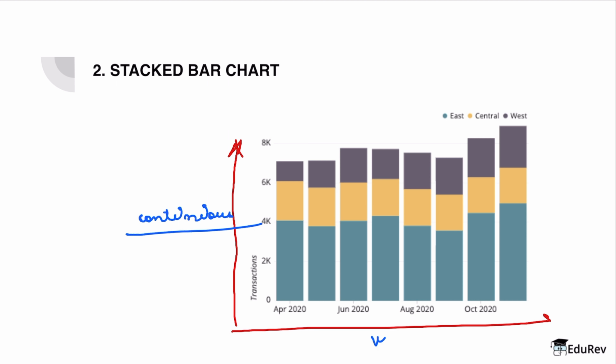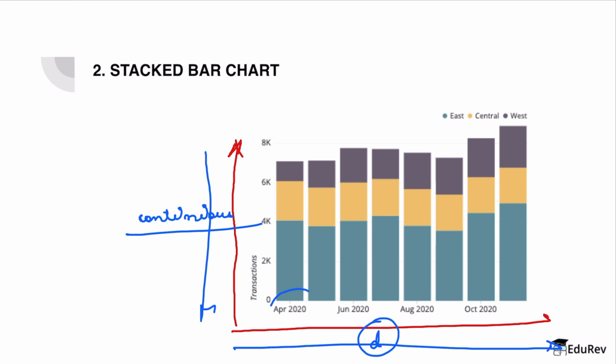Here we have discrete. Oh, I'm so sorry, not variable, but discrete. D for discrete. So here we have continuous things and here we have the discrete one. That is April 2020, then June 2020, August, October. So it's going to be April, May, June, July, August, September, October and November for this.